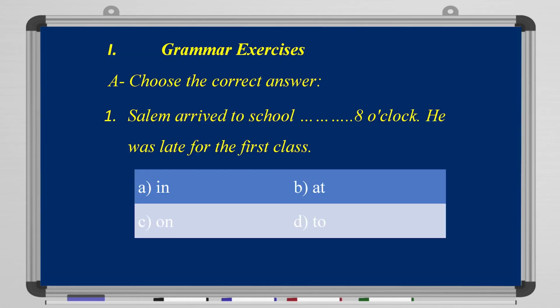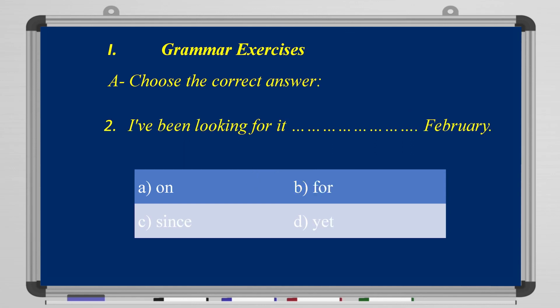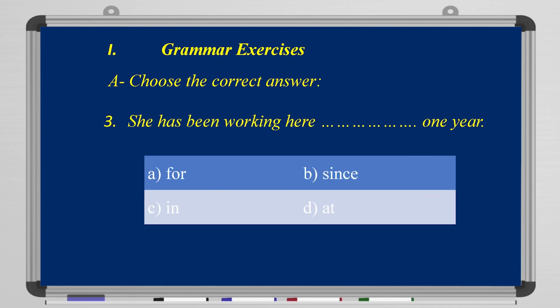Let's look at a few grammatical exercises. Salim arrived to school, space, 8 o'clock. I have time. What do I put? At. Very good, excellent. What about question number 2? I have been looking for it, space, February. Since February, very good. What about number 3? She has been working here, space, 1 year. For 1 year, very good.